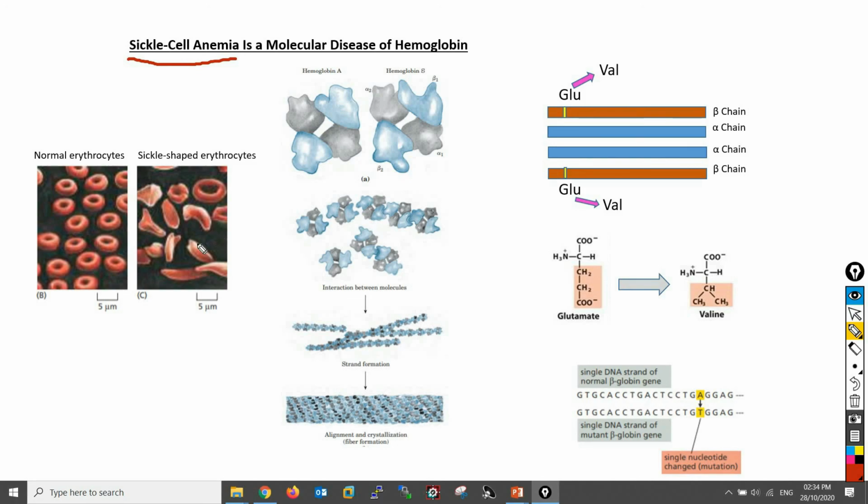And the altered properties of hemoglobin S result from a single amino acid substitution. In normal hemoglobin, there is a glutamate at position 6 in both beta chains of hemoglobin. But in hemoglobin S, the glutamate is substituted by valine in both beta chains, and the R group of valine has no electric charge whereas glutamate has a negative charge at pH 7.4. Therefore, hemoglobin S has 2 fewer negative charges than hemoglobin A.